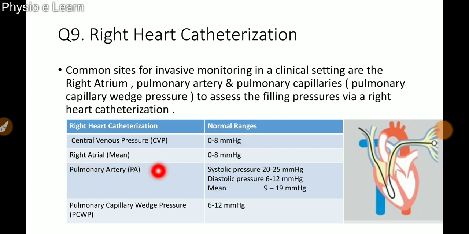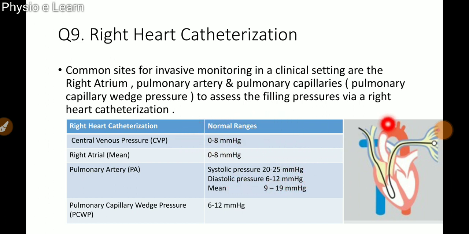Once you enter the right atrium, there you measure the right atrial pressure, and the mean is 0 to 8 mm of Hg. Then you enter the right ventricle and the pulmonary artery, where you measure the pulmonary artery pressure. The systolic pulmonary artery pressure is 20 to 25 mm of Hg, diastolic is 6 to 12 mm of Hg, and the mean pressure is 9 to 19 mm of Hg.